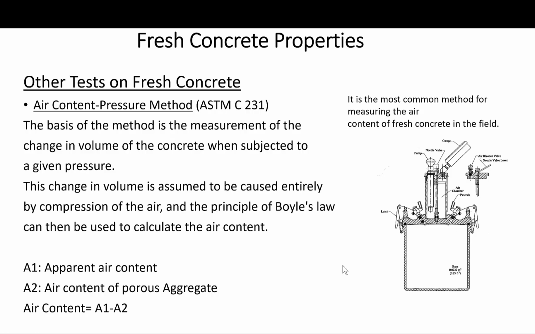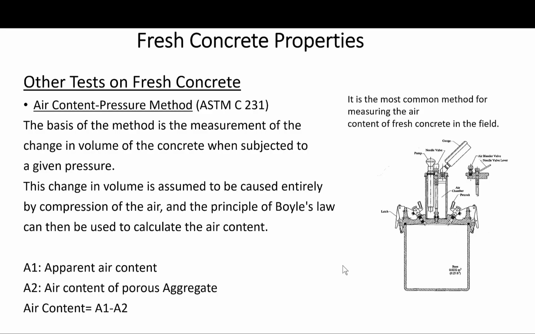The other method is the pressure method, as per ASTM C231. This is the most common method for measuring the air content of fresh concrete in the field. The basis of the method is the measurement of the change in volume of concrete when subjected to a given pressure. This change in volume is assumed to be caused entirely by compression of the air, and the principle of Boyle's law can then be used to calculate the air content.